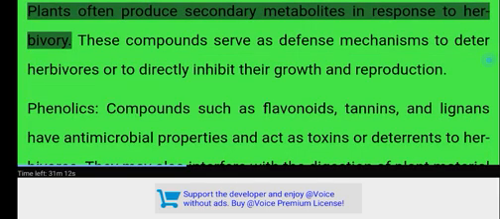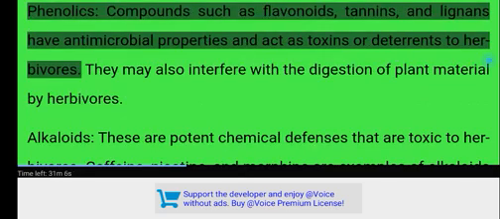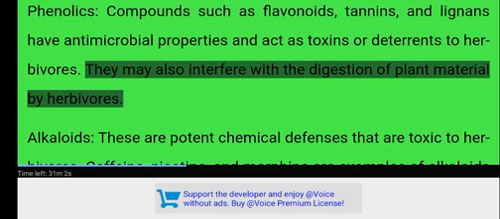Plants often produce secondary metabolites in response to herbivores. These compounds serve as defense mechanisms to deter herbivores or to directly inhibit their growth and reproduction. Phenolics. Compounds such as flavonoids, tannins, and lignans have antimicrobial properties and act as toxins or deterrents to herbivores. They may also interfere with the digestion of plant material by herbivores.